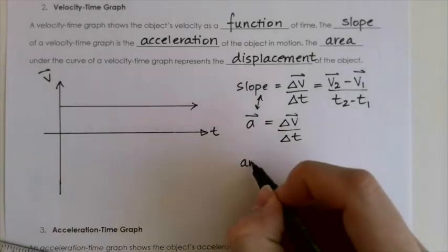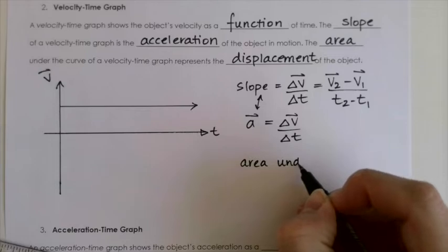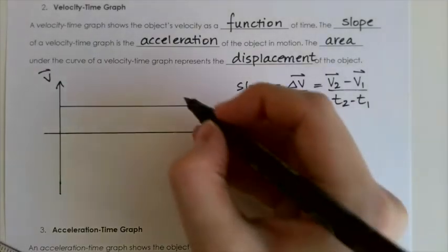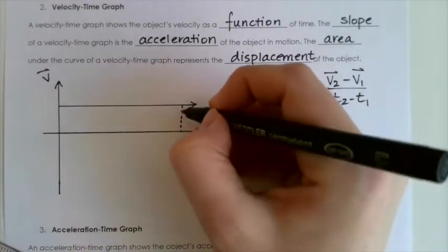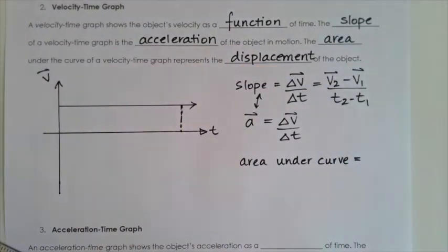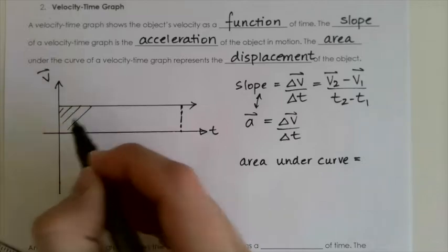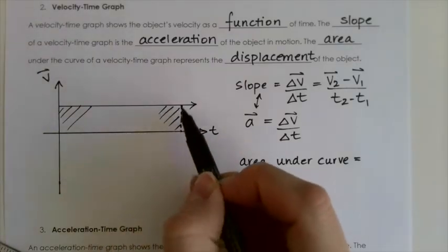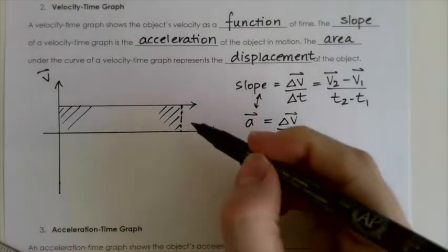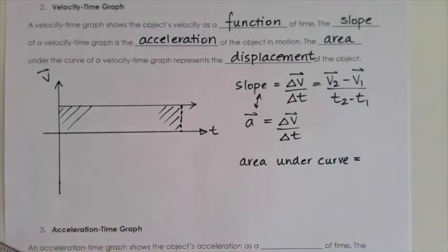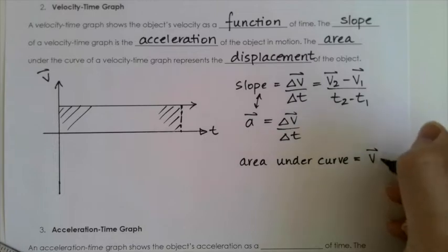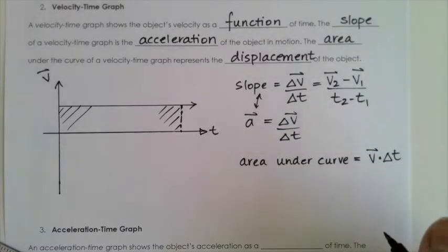The area under the curve is going to be given using the same method that you would to find the area of this, imagining that it's a rectangle, which it is. So the area would be the change in velocity multiplied by the change in time, or the height of the rectangle multiplied by its length. Velocity times change in time.